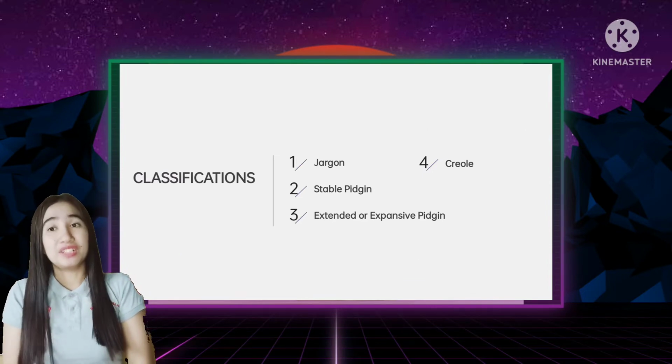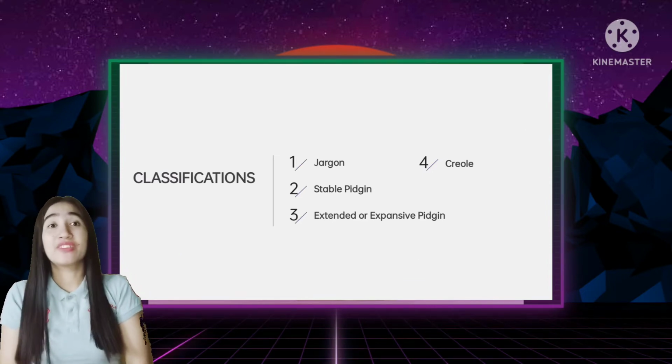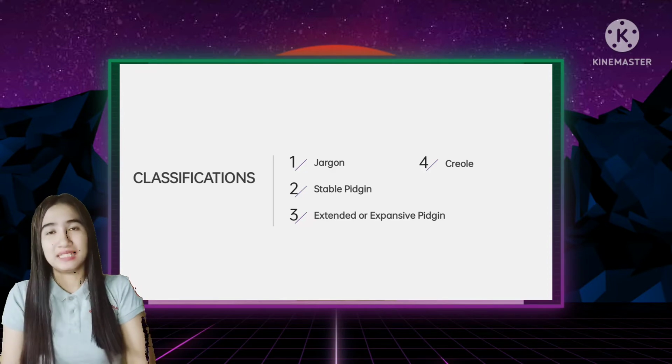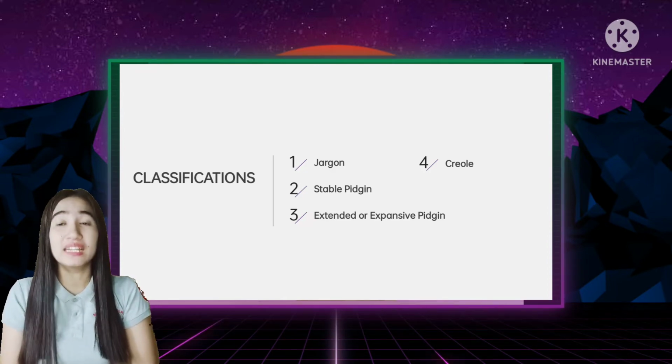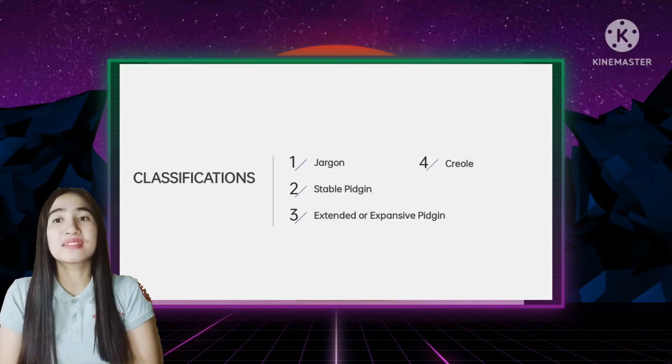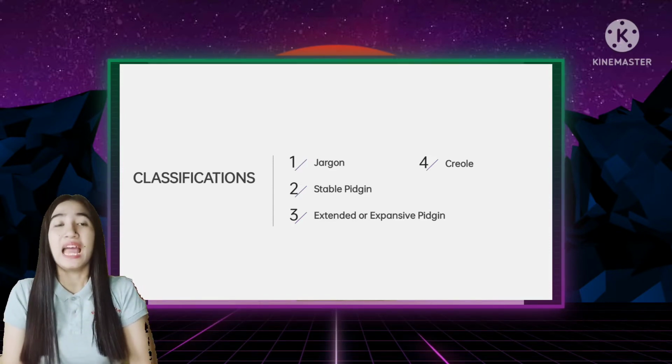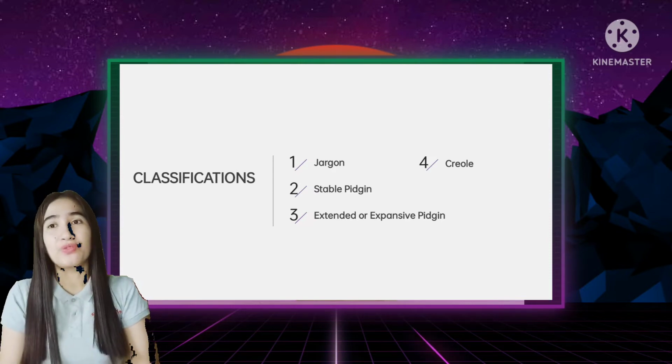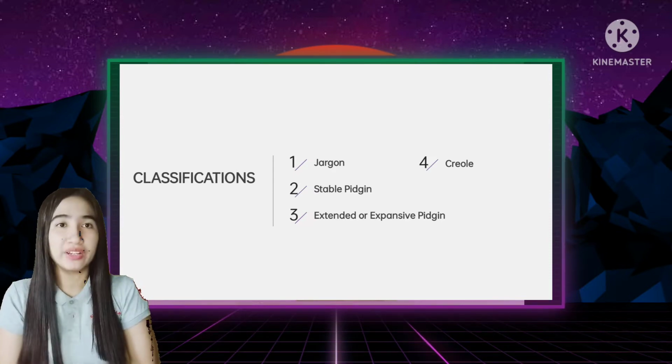Based on my research, I got the classifications of pidgin. The first is the jargon, the second one is the stable pidgin, the third one is the extended or expanded pidgin, and the fourth one is the creole. First, we will discuss all about jargon.